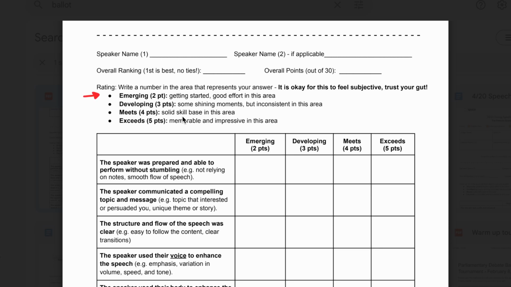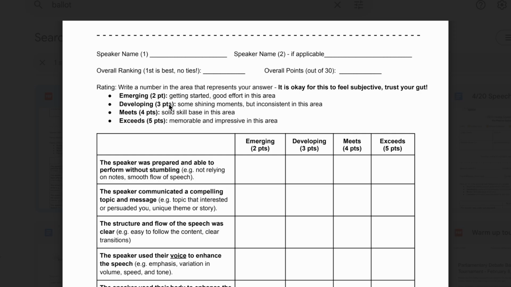Emerging is 2 points, and that's someone who's getting started. You can see that they've put in a lot of effort, but they're clearly at the start of their journey. It's okay if this is going to be a little bit subjective, so trust your gut. Developing is 3 points. That's something where you see some real potential in some spots, so some shining moments, but there's a little bit of inconsistency. Number 4 is meets. That's just someone who's really solid in this particular area. And finally, 5 points is for exceeds. That's someone who's really impressive, really memorable in this particular rubric area.